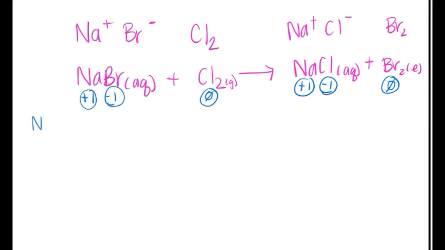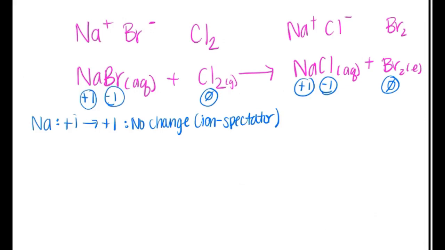So let's check it out. For sodium, it's going from +1 to +1. This is no change. If it's an ion, we're going to call it a spectator. So what we're going to do when we write our final equation is we're not going to include sodium ions.